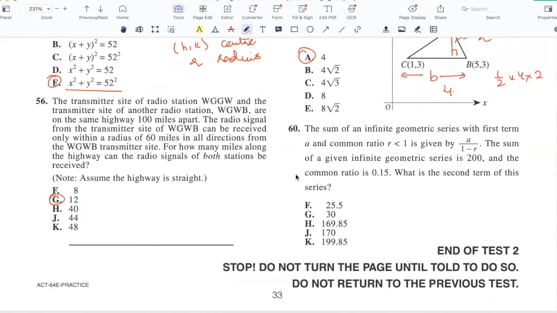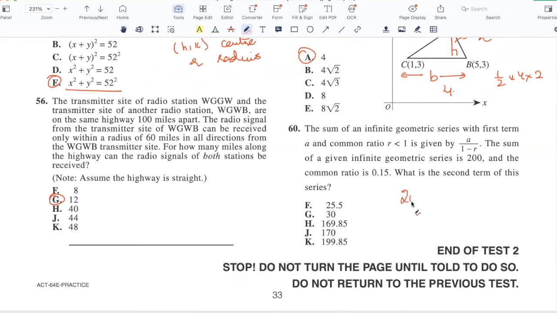The sum of an infinite geometric series with first term a and common ratio r less than 1 is given by a divided by (1 minus r). The sum of a given infinite series is 200 and the common ratio is 0.15. What is the second term of the series?